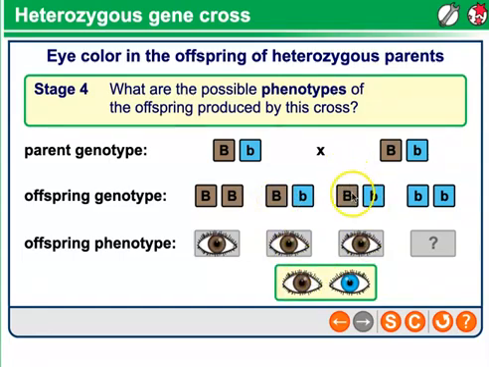Same thing here. But over here, 25% of the time, the offspring may end up with blue eye color. 25% comes from one of the 4 boxes we produced in the Punnett square.